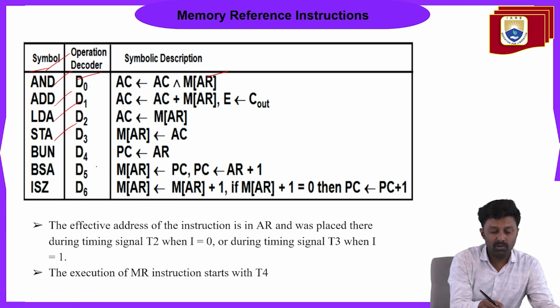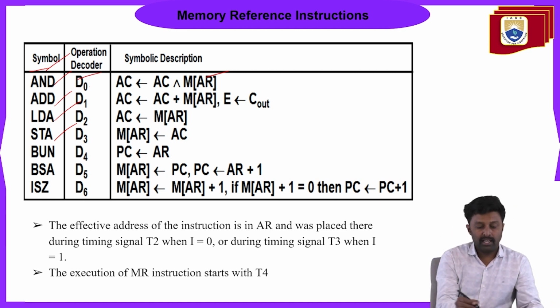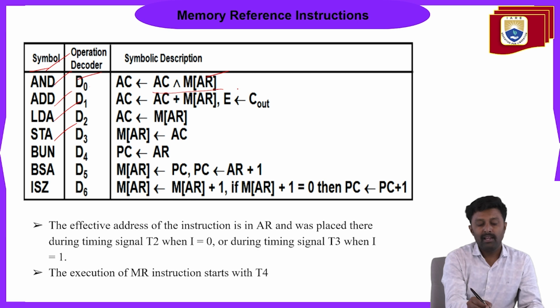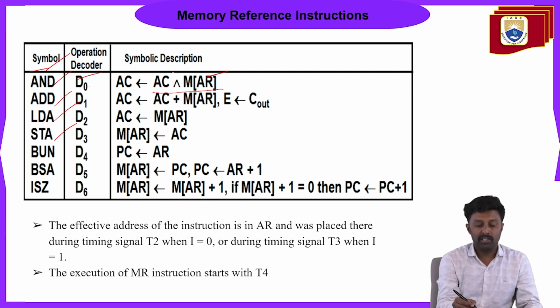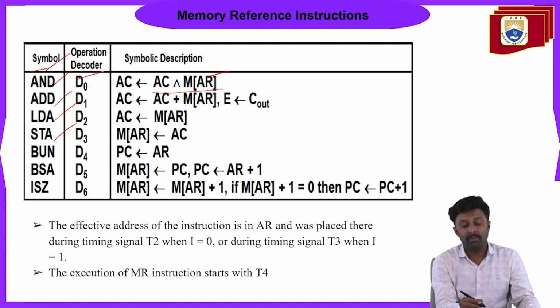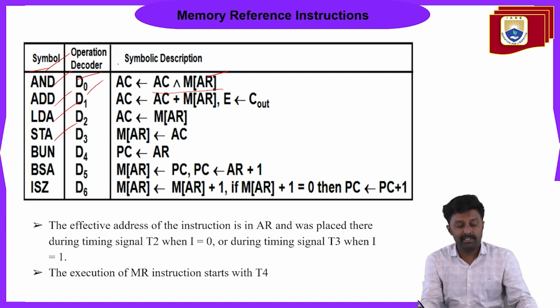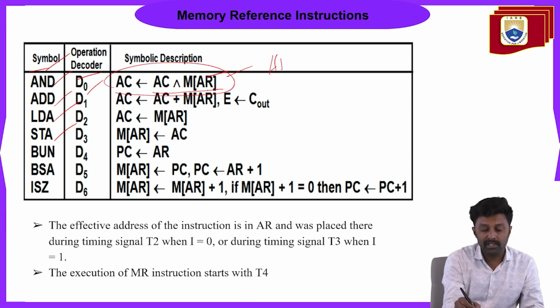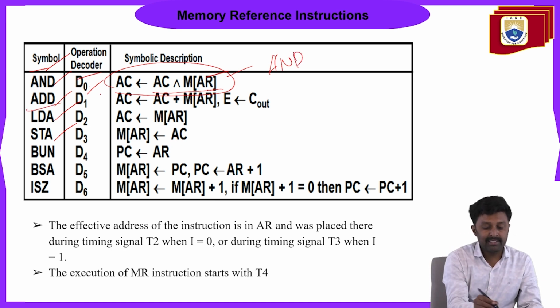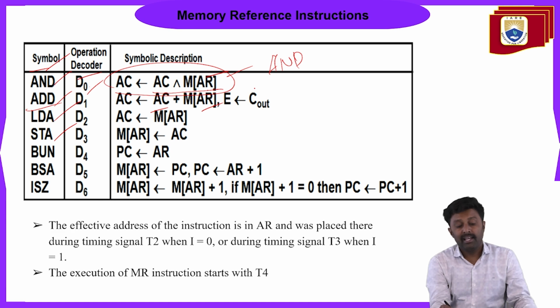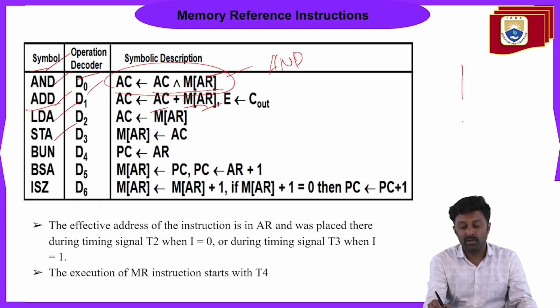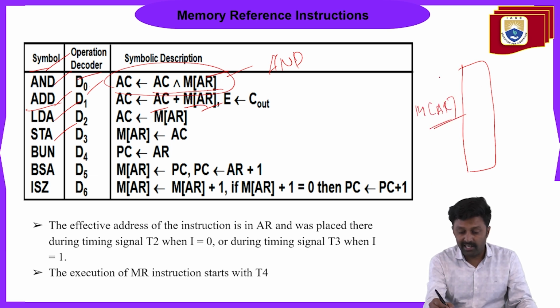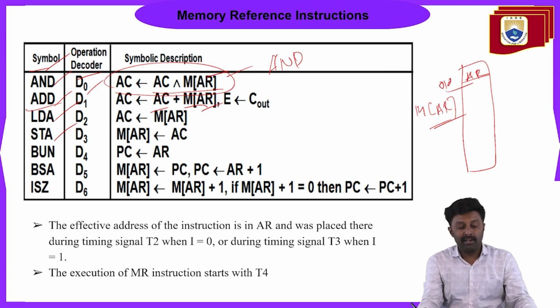From D0 to D6 here, the AND operation means the accumulator value will be ANDed with the value at the address register stored in memory. This is the symbolic description of the AND operation at the decode operation D0. If you write this instruction, it will do the AND operation, right? Then next is the add operation. The content of the accumulator is added with the value stored in the memory location addressed by the address register. That value will be added with the accumulator, that is the add operation.